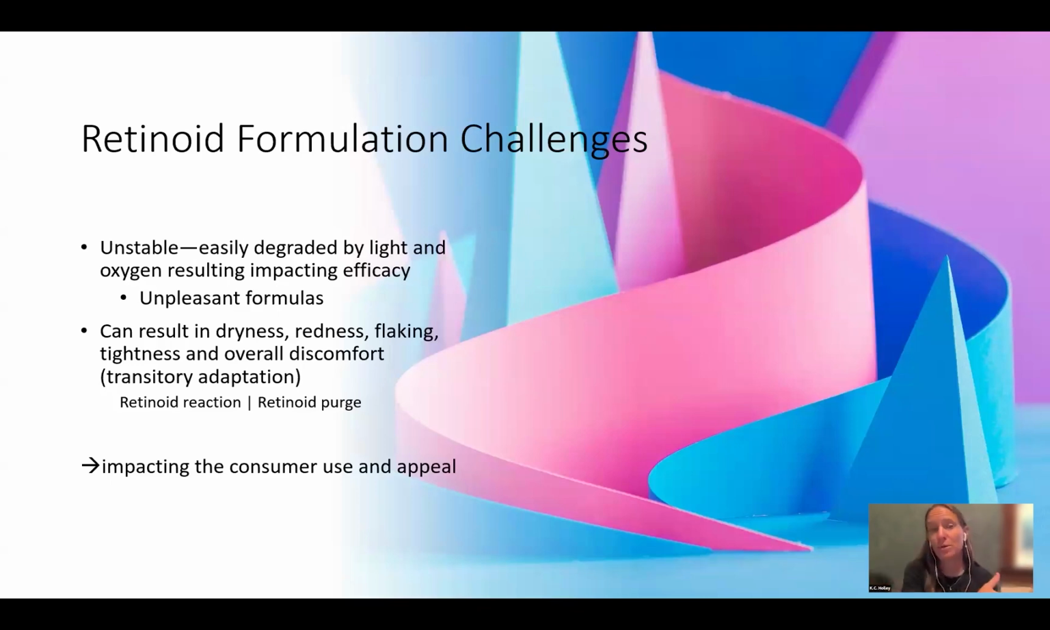And if you use them during the morning, then if you go out in the sun, right, you right away get that degradation of them, and you're not getting any real benefit from them.